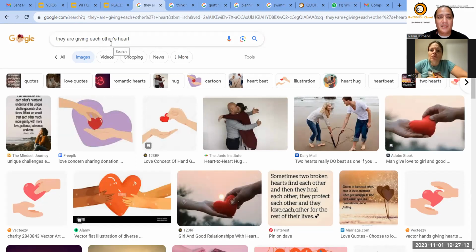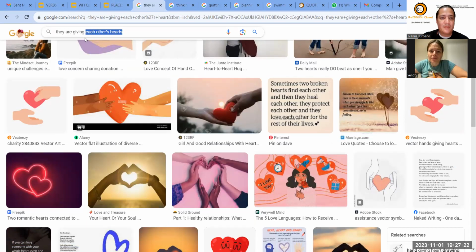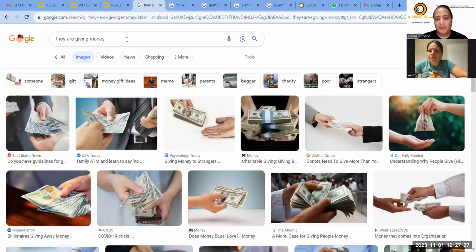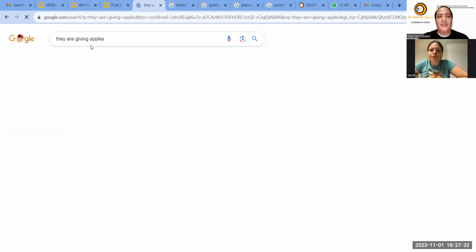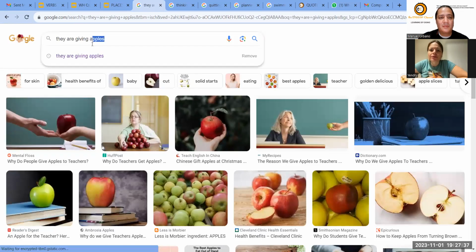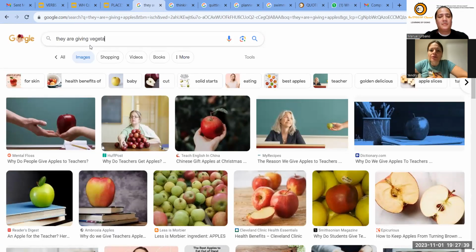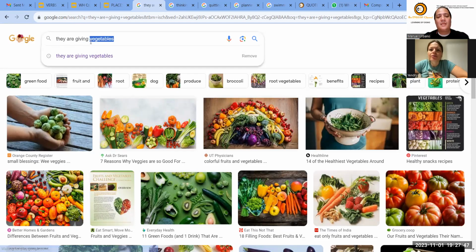Please repeat. They are giving each other hearts. Any questions? All right, very good. Now let's practice this one. They are giving money. They are giving apples. They are giving vegetables.